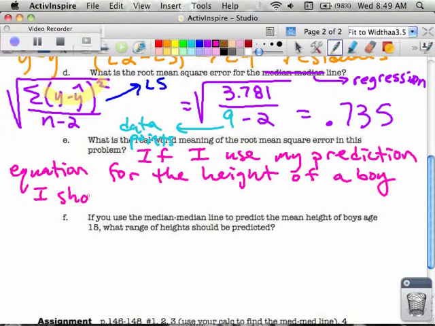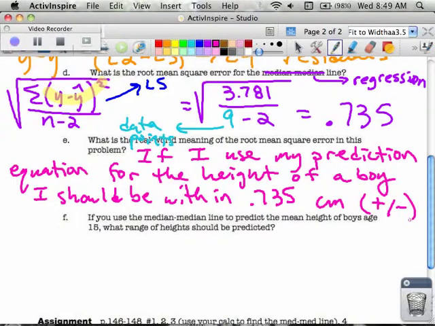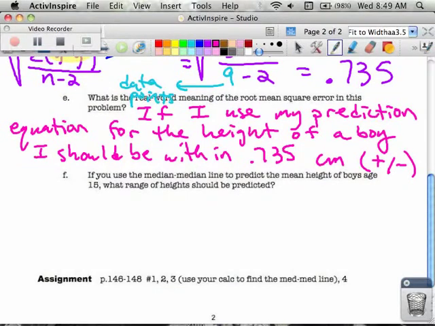I should be within 0.735, what was our measurements? Centimeters. Plus or minus. So I might be a little bit more than the height of the boy, I might be a little bit less than the height of the boy, but I'm within a centimeter. So that's a pretty good prediction. That's why we use the regression line. And again, we're not using this median line, so cross that off and write down the word regression.